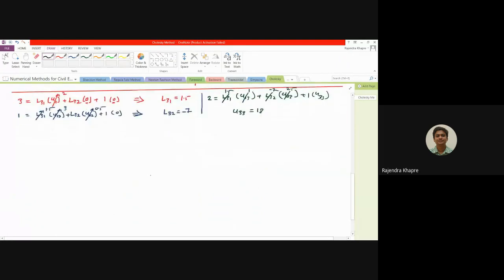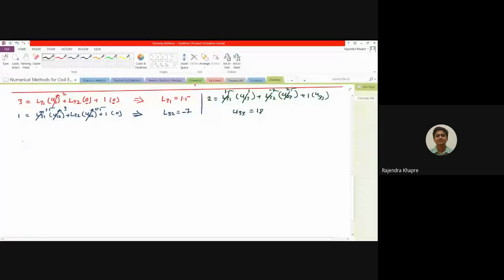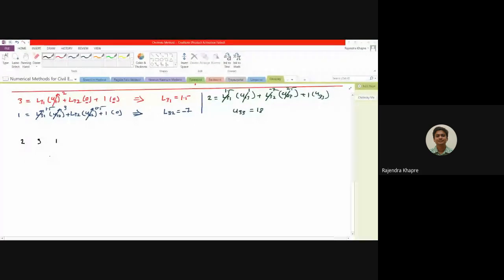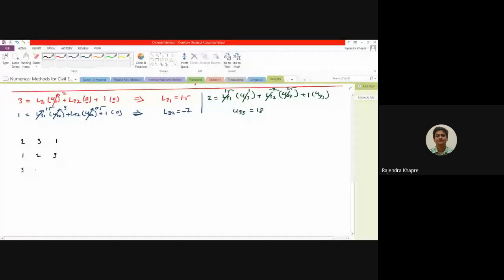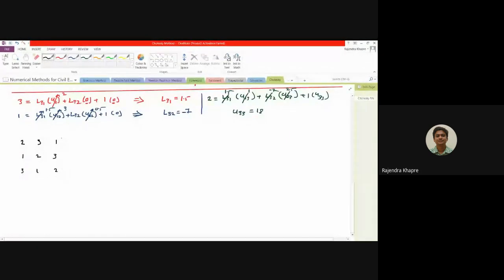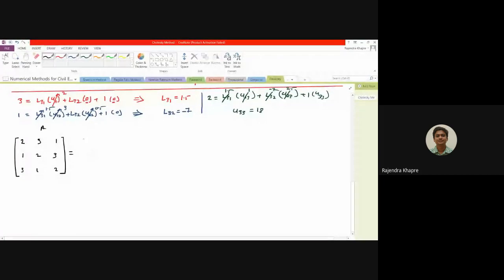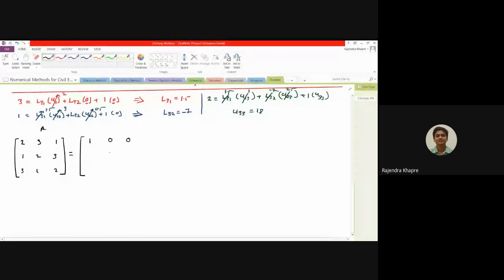After this much of exercise, you have something like this: 2, 3, 1, then 1, 2, 3, and then 3, 1 and 2. So this is our original A matrix. This will be the product of 1, 0, 0, then 1, 1 and 0. So this is the lower triangular matrix, and this will be the upper triangular matrix, something like this.